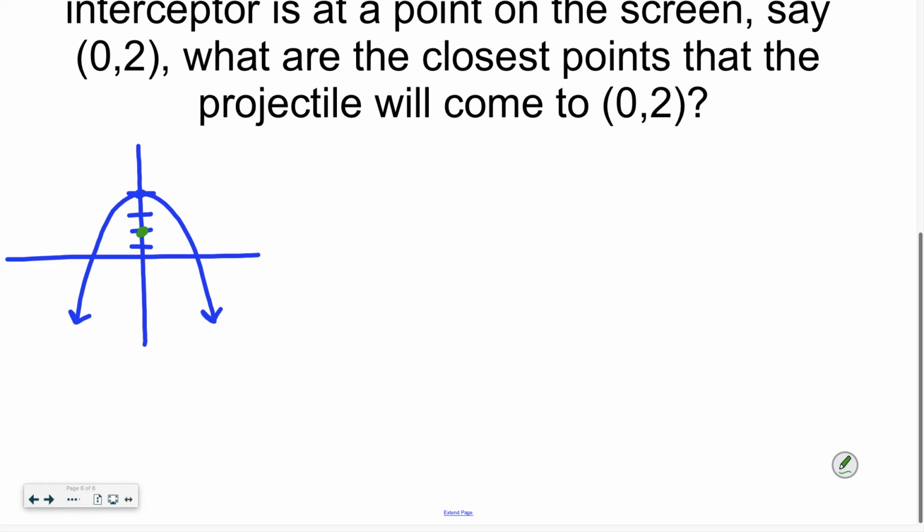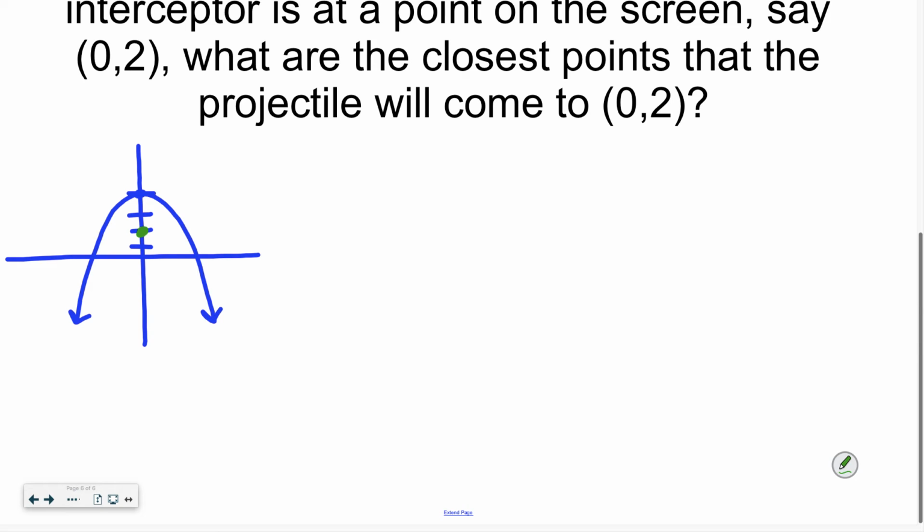It's going to be 2 because we have some symmetry, right? That coordinate that we're trying to get closest to is on the axis of symmetry, so we're probably going to get 2 answers out of this. Unless it's the vertex, we'd only get 1.